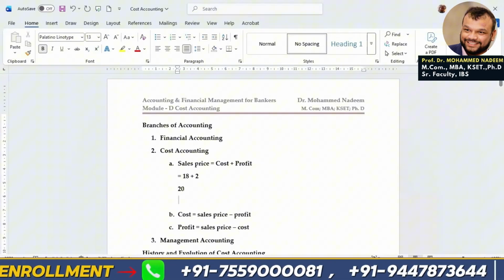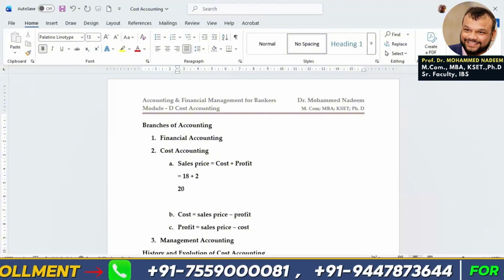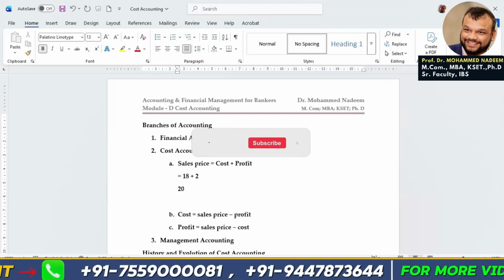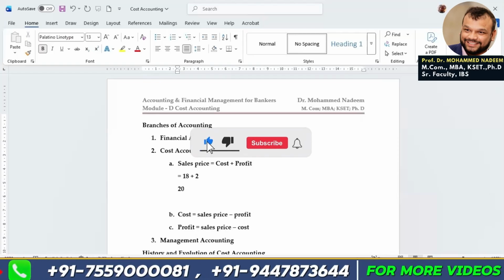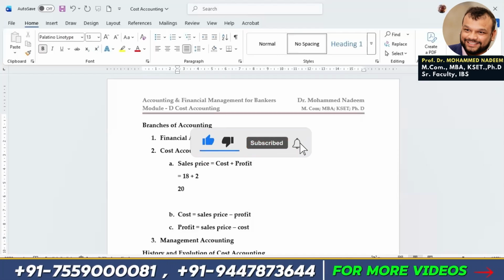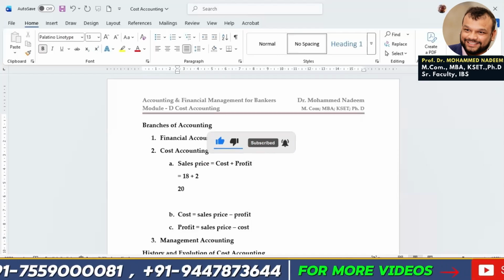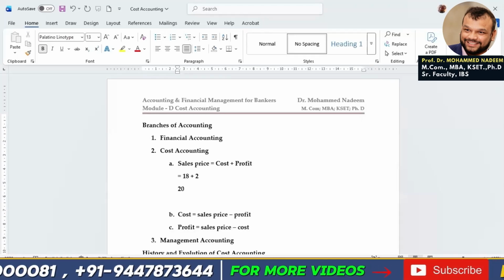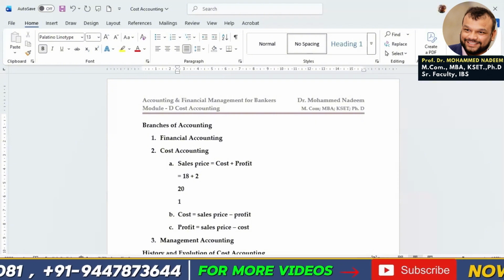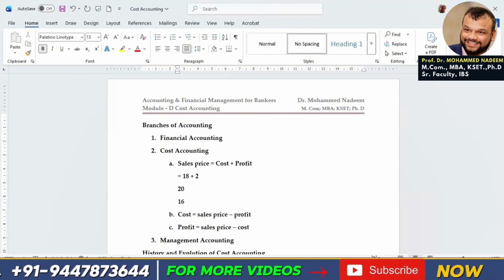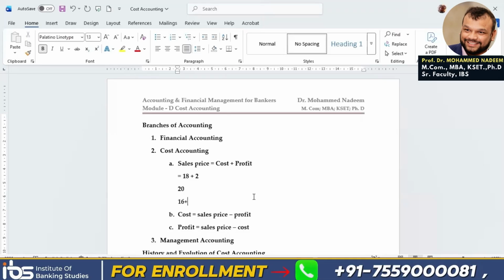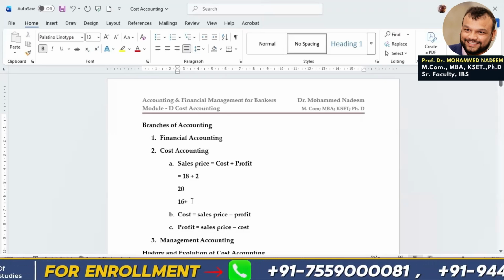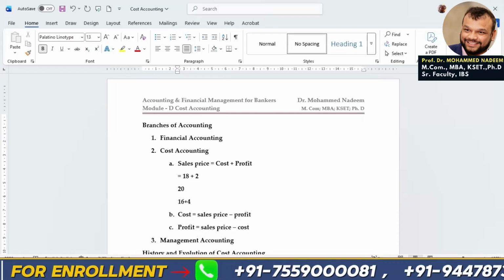Suppose you focus only on reduction of cost. I don't want to spend, I want to avoid the wastages, I want to avoid the idle time of the people, employees, wages. If this is the case, you are reducing the cost actually. If you reduce the cost to 16, and the selling price is 20 rupees, how much profit will you make now in this case?